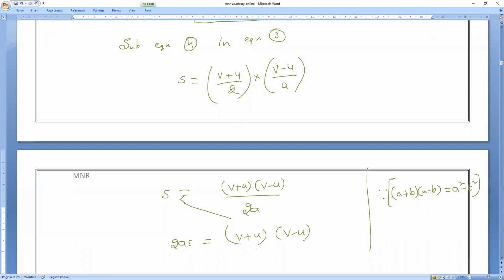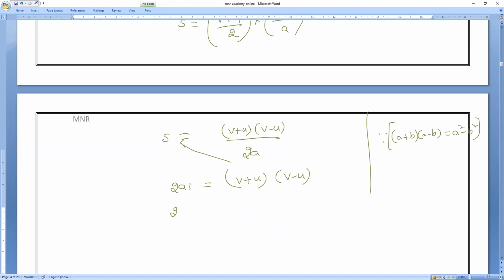So tell me, same way, V plus U and V minus U, what can we write, Shivani? V square minus U square. Yeah, we can reverse it.